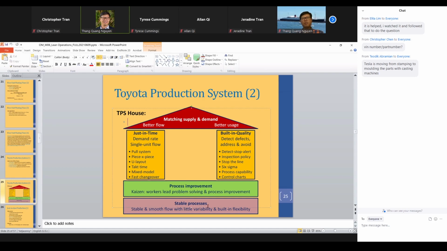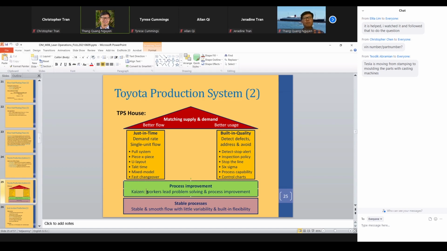So those are the 2 pillars, and then there are 2 foundations of the house: process improvement and stable processes. Process improvement. Okay, there's a Japanese keyword here called Kaizen. Kaizen means that every day we solve a little problem. We improve, we fix it, and make the process better to deal with that smaller problem or avoid that smaller problem over time, right? So Kaizen is incremental and ongoing, little improvements bit by bit. Okay, that's the concept of Kaizen.